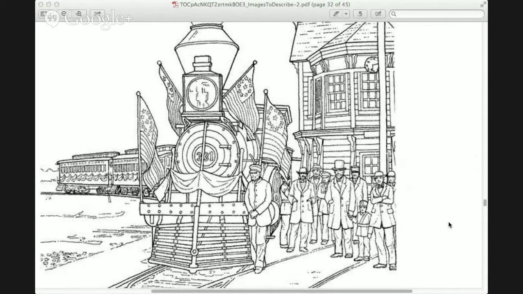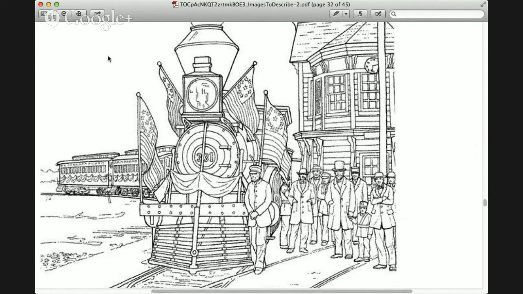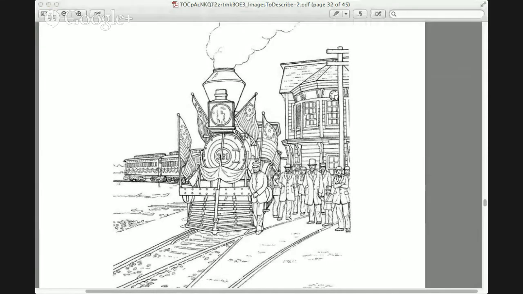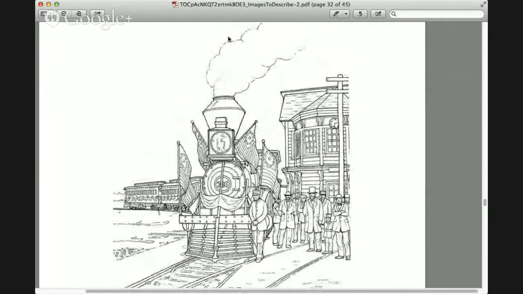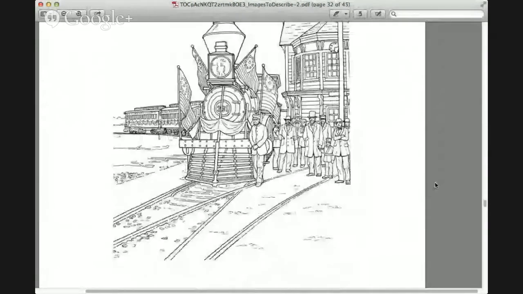Okay, very good, Gott. Does anyone have anything to add? Any questions about the vocabulary? Okay. Nice one. Good job. Do you know what this is called, coming out of the top of the train? Steam. Steam, yeah. It's a steam engine. Great. Okay, Ken, you're up.